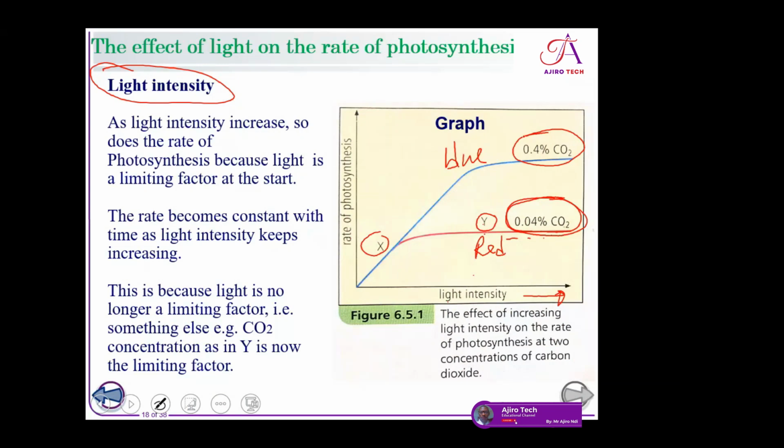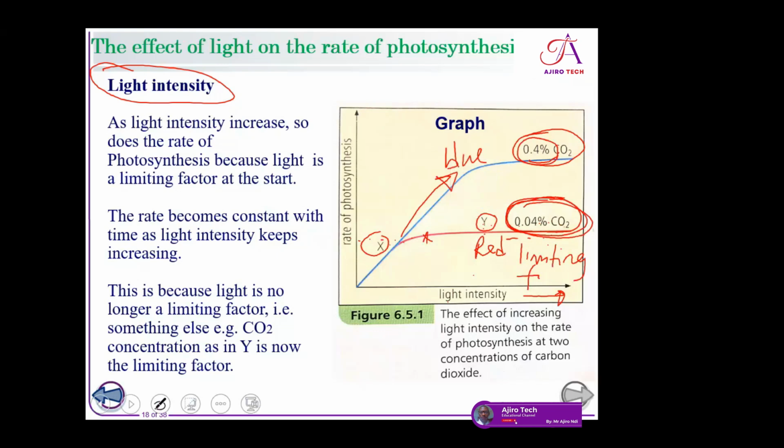That's why if you look at the rate at Y, the rate became constant faster because the concentration of carbon dioxide supplied was a limiting factor. So at Y, what is limiting for this graph? Carbon dioxide concentration. How can you tell from this graph? Because when the amount of carbon dioxide was further increased from 0.04 to 0.4, the rate went up. Do you get it?